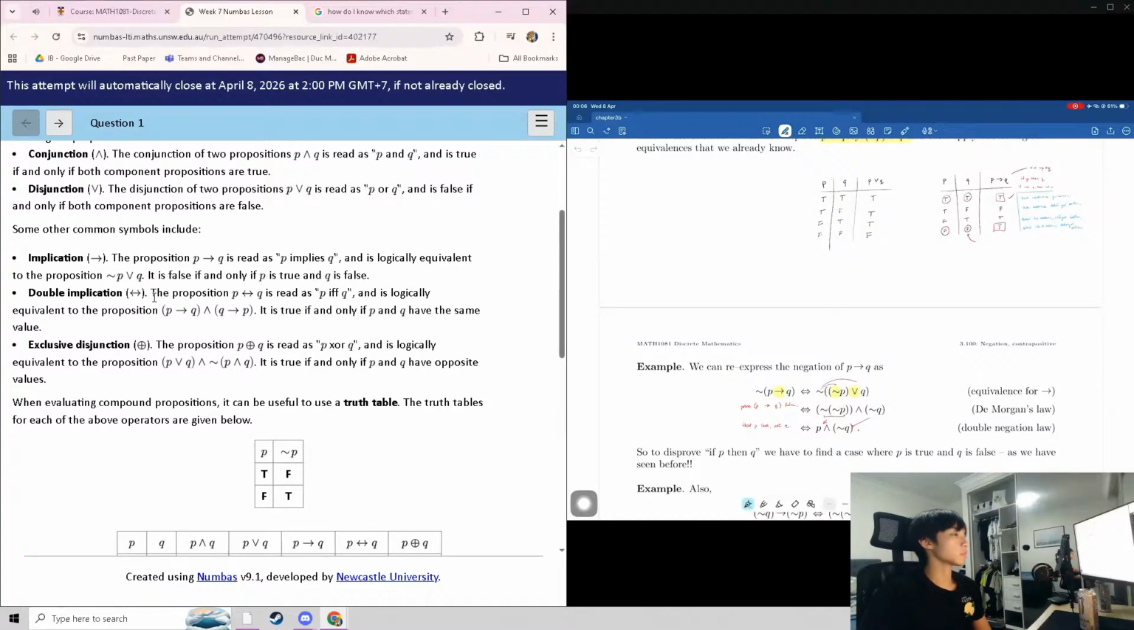I can remember. Double implication. The proposition P if and only if Q is read as P if and only if Q, and is logically equivalent to the proposition P implies Q and Q implies P. It is true if and only if P and Q have the same value. Okay, cool.